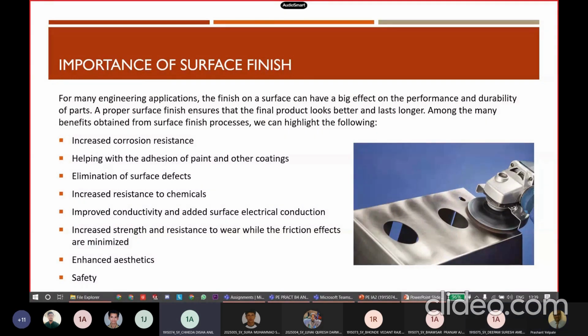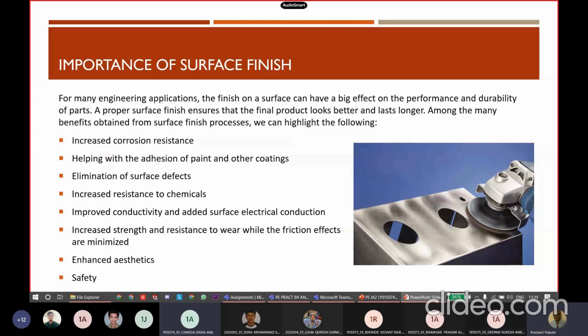A proper surface finish ensures that the final product looks better and lasts longer, which is not only beneficial to the end user, but at the same time, some surface finishing techniques also help the manufacturers in the production process. For example, brushing the surface before applying paint can increase the metal's adhesion, and this makes a good quality finish easier to operate.